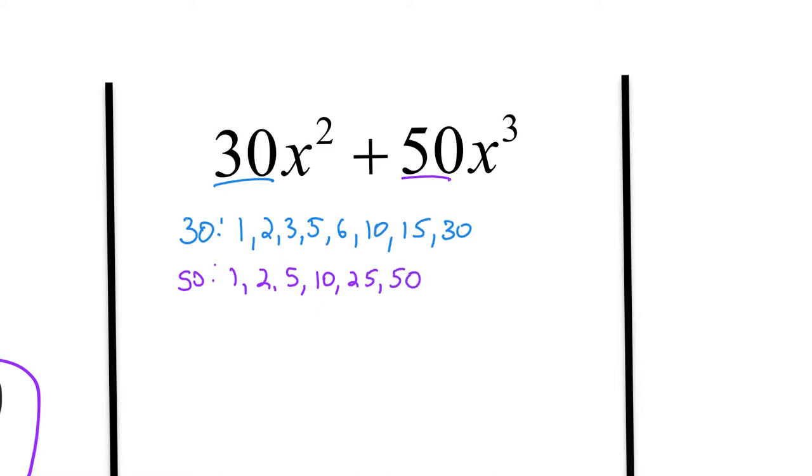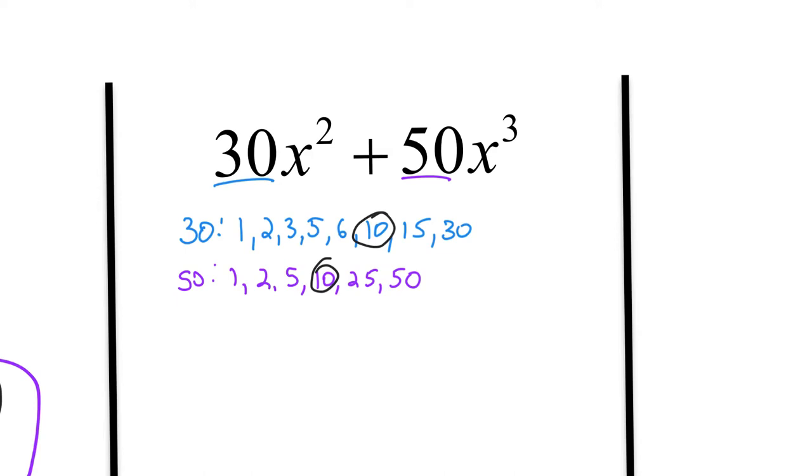Okay. So you guys have the factors of 50. Now, look at these factors. 1 is a common factor, 2 is a common factor, 5 is a common factor, 10 is a common factor, and we don't have anything else. So the biggest common factor is the 10. So that means you're going to take out a 10.